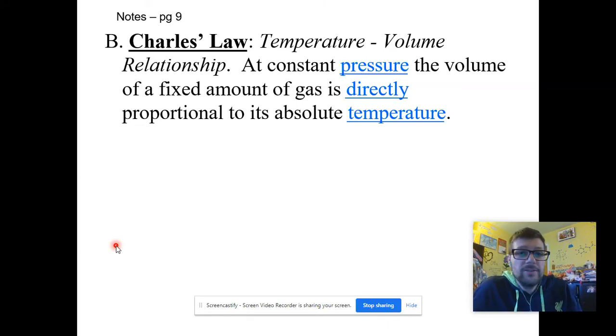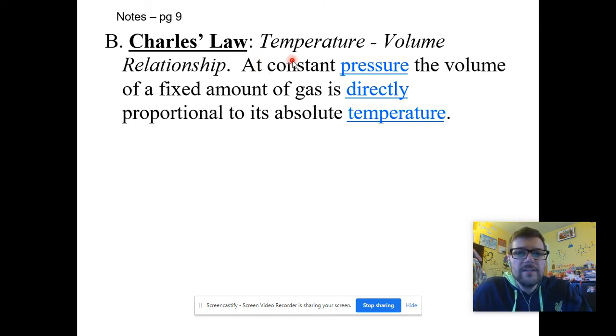Today we're going to talk about Charles' Law, which is another one of the gas laws. This is page 9 in your gases notes packet if you're following along. We're going to talk technically, but then I'm going to give you some examples, because I think this is another one of those laws that makes some pretty intuitive sense.